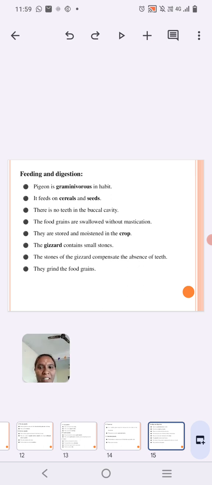The ingested food materials are stored and moistened in the crop region. The gizzard contains small stones. The stones compensate for the absence of teeth. They grind the food grains.